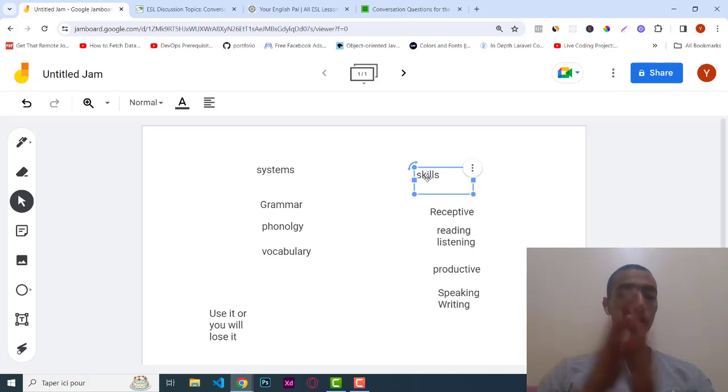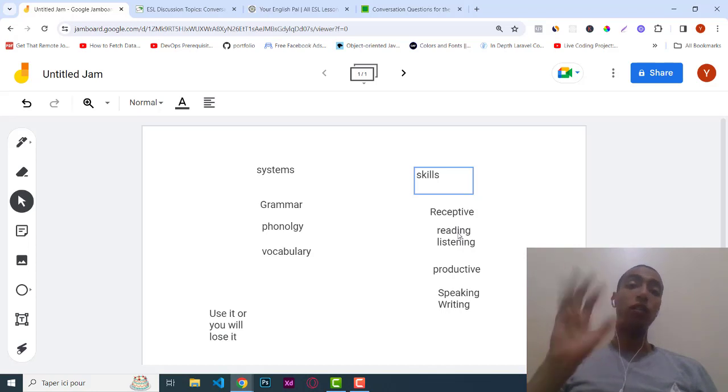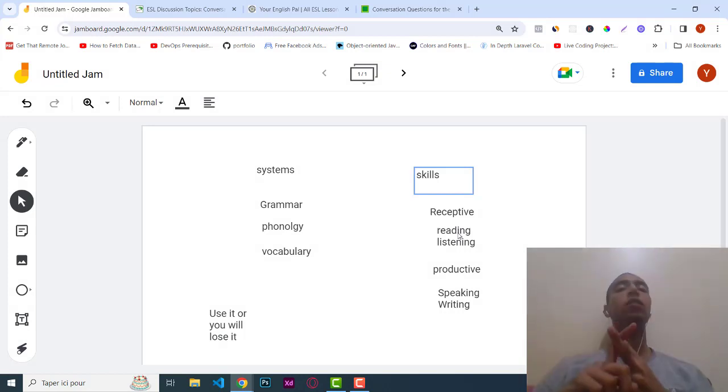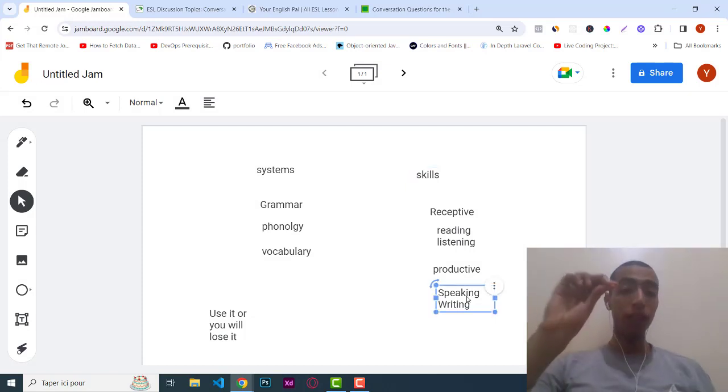So in a language, we said we have systems, and also we have skills. There are two categories of skills. The first category is receptive. You just receive the language, you don't interact with it, which are reading and listening. And also we have the productive skills, which are the most important thing that a lot of students might suffer from, which are speaking and writing. In this course, we are focused on speaking, and for speaking we are focusing on these three systems.